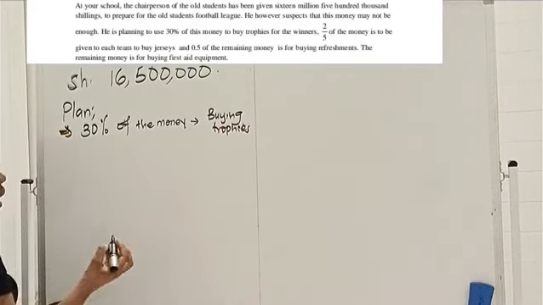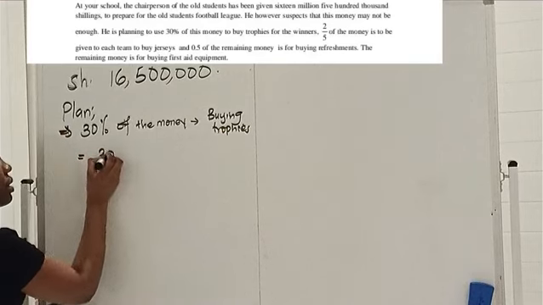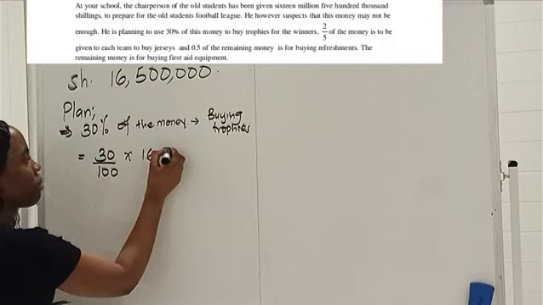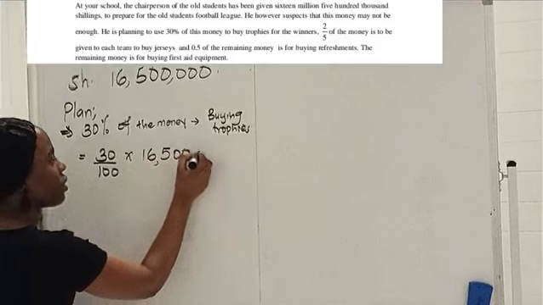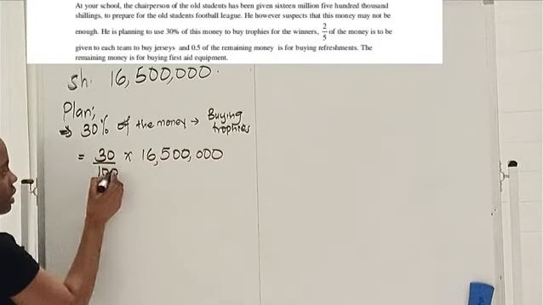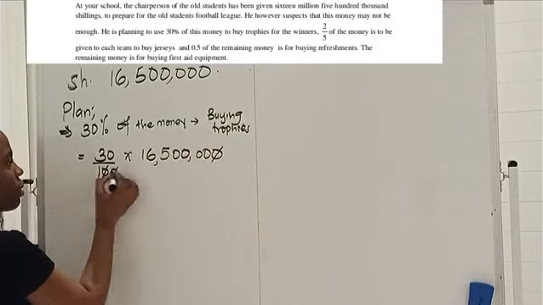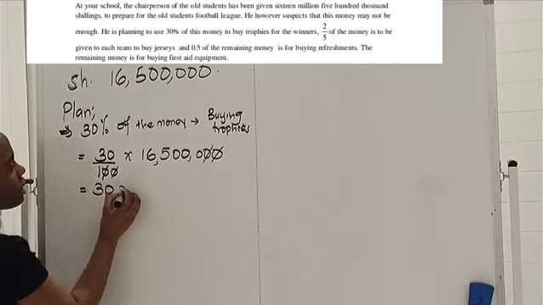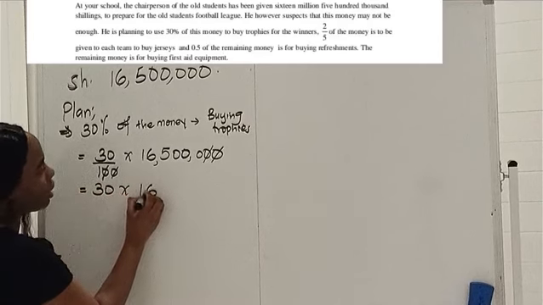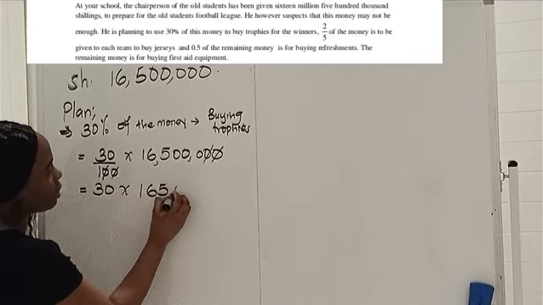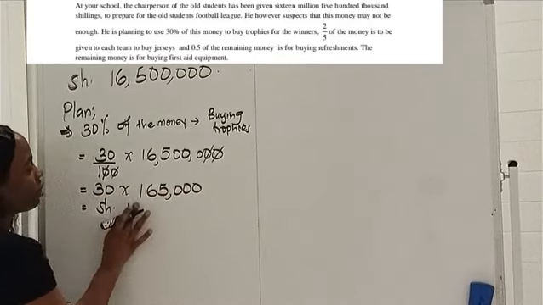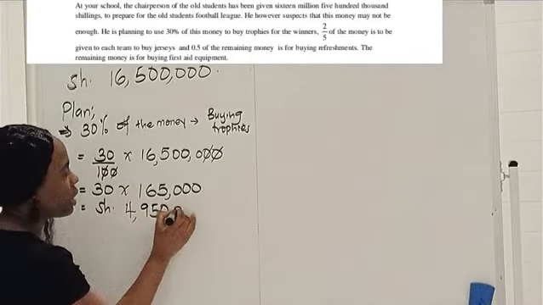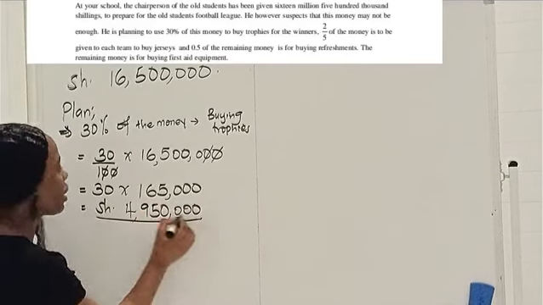So how do we get that amount? It is going to be 30 out of 100 times the amount that was given to him, the original figure, 16,500,000. This 0 will go with that. This 0 will go with that. And we shall have 30 times 165,000. It's going to be 4,950,000. That will go to buying trophies.